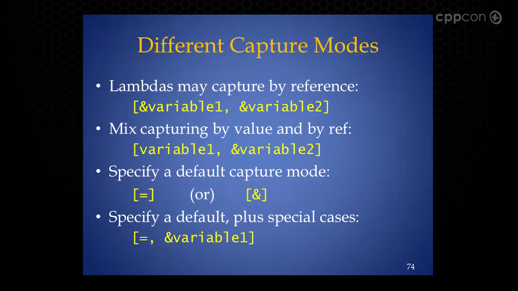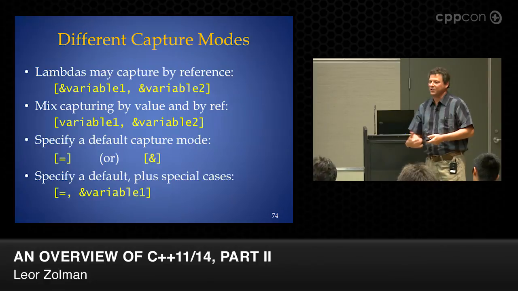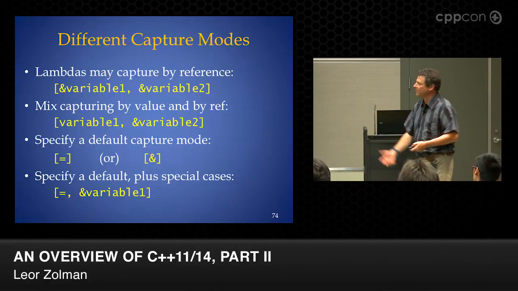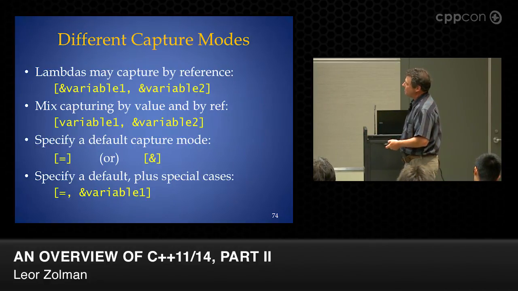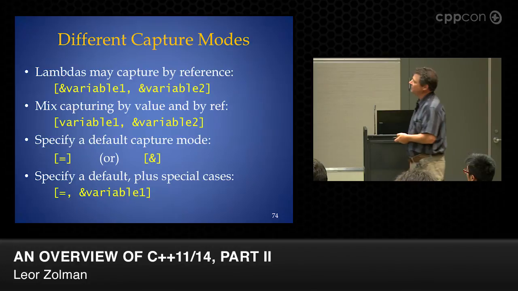So the capture list gives you some flexibility. If you just put the names of variables, a name by itself is implicitly captured by value. A copy of the original one is copied into the closure. If you put an ampersand, then it becomes a reference to the original, and that allows you to go and modify it. So in this case, both of these variables are captured by reference. In this case, this one is captured by value, this one by reference.